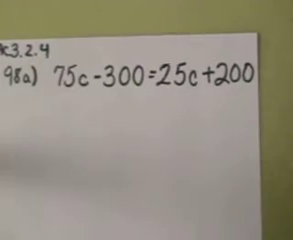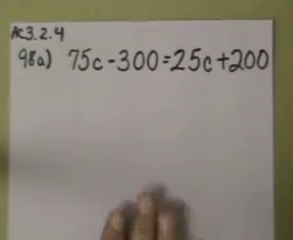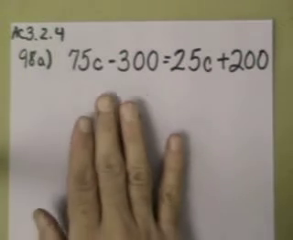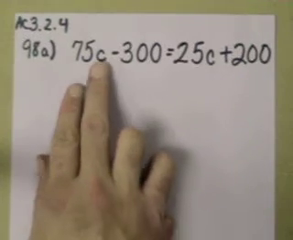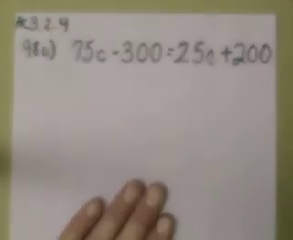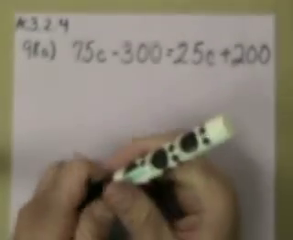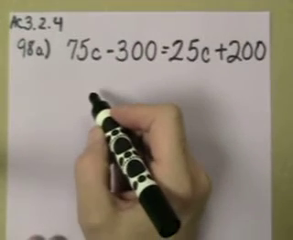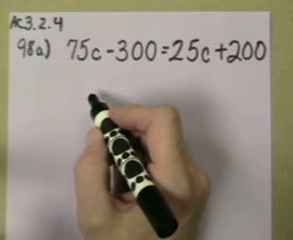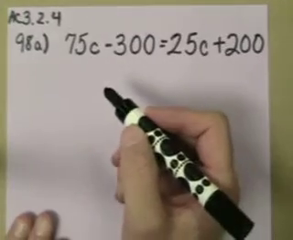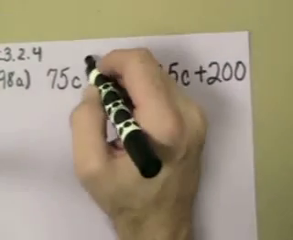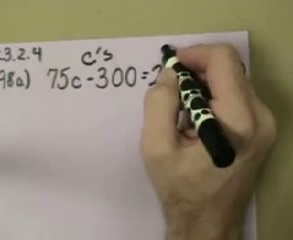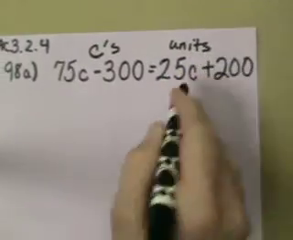On 98, they gave us this problem for part A. The idea is that we need to get all of the variable terms on one side and all of the unit terms on the other. Now these numbers are way too big for us to try to do on an equation mat. So I'm going to make a decision right now. I'm going to get all of my C's, which is my variable, on this side, and all of my units on this side.